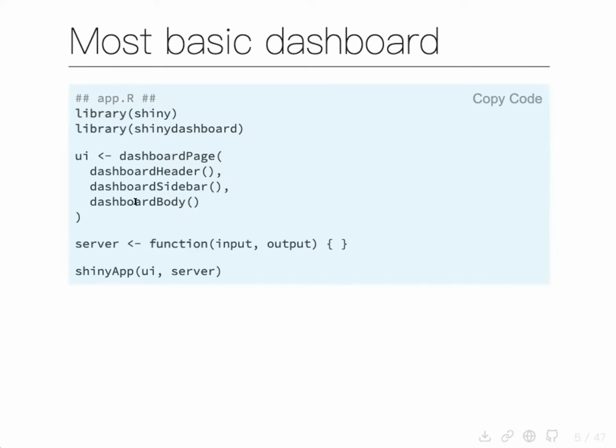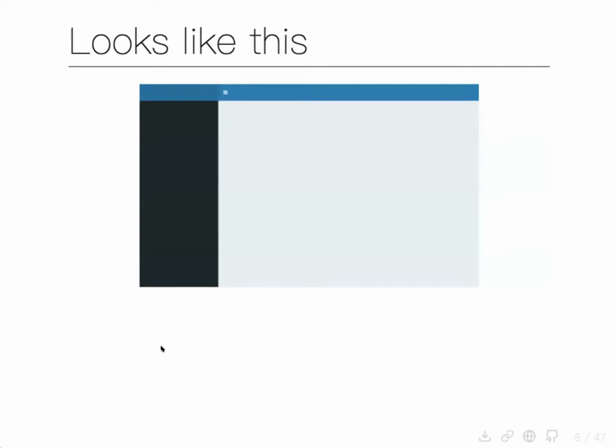And the UI, the main thing that's different is we have this dashboard header instead of the title or whatever. We have a dashboard sidebar, which is one of the most distinguishing features of the dashboard, I would say. And then the dashboard body. And so this is sort of like the main panel in a normal Shiny app. When you run that, it'll look like this.